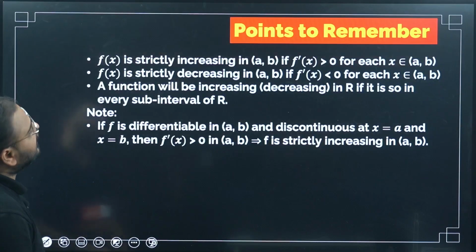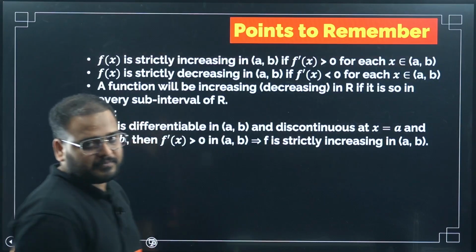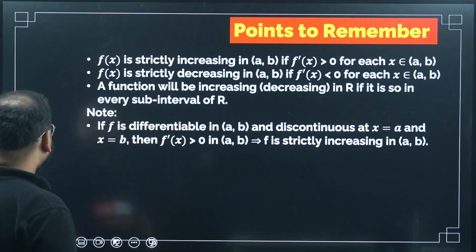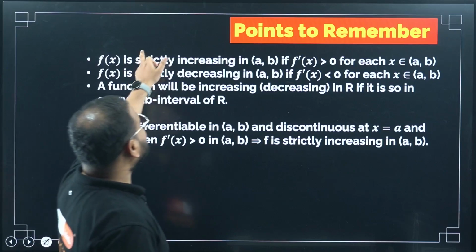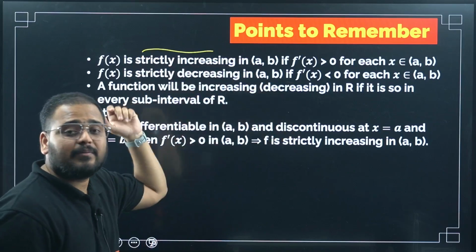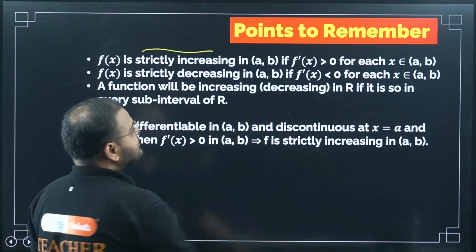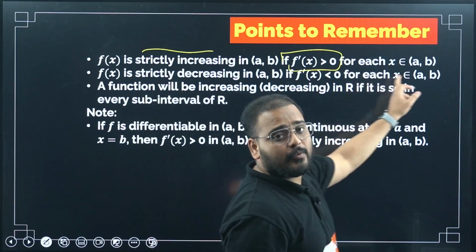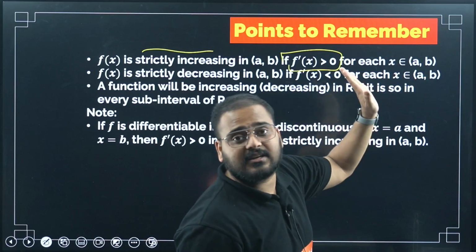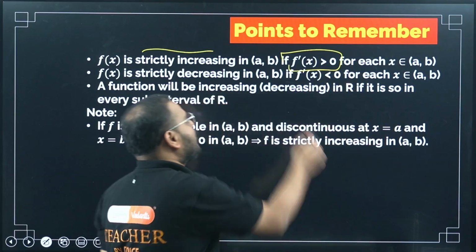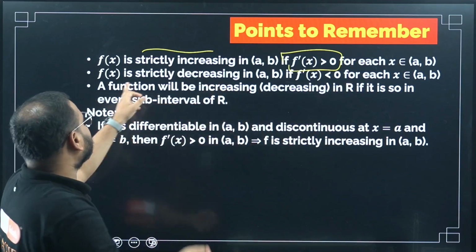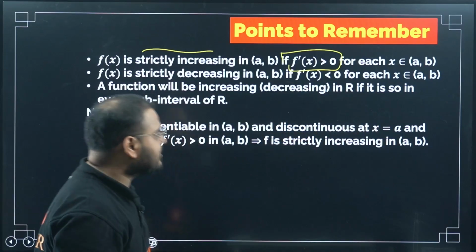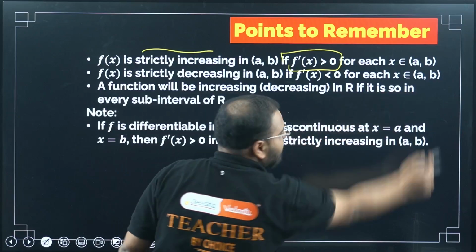Simple, yes. Points to remember. Let's remember some things. f(x) is strictly increasing means there will be no constant place in between. For every value in A to B, if it is always increasing and not at one point constant, I'll call it strictly increasing. Same goes with decreasing. If it is always less than 0, I'll call it strictly decreasing, provided that x is between A and B.